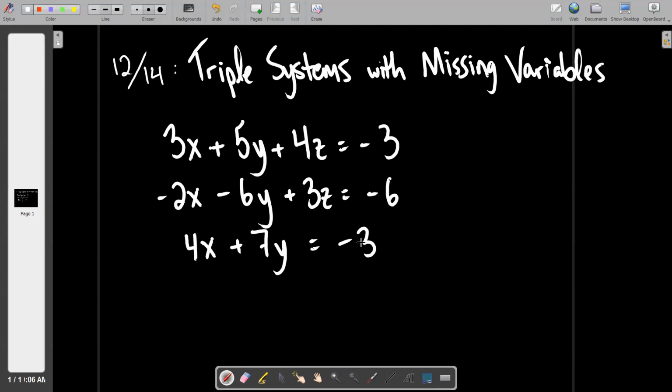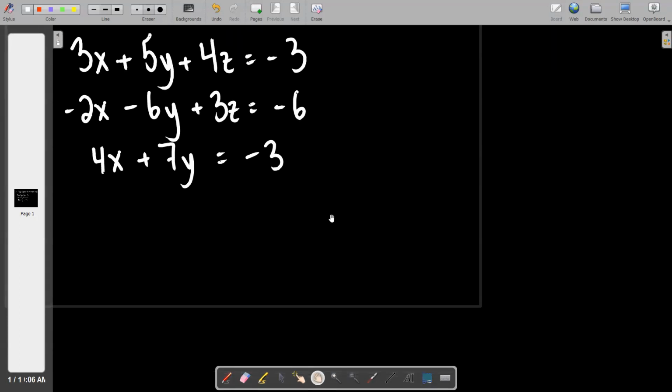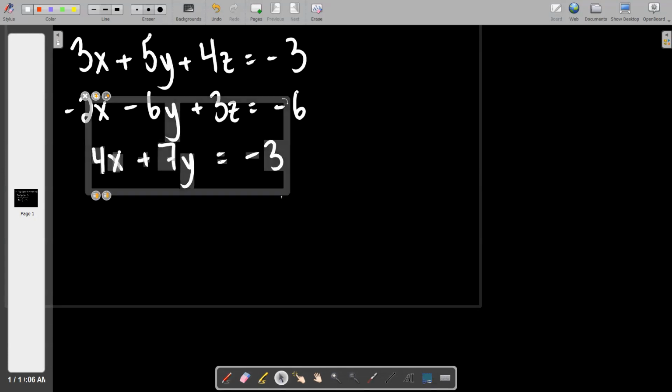Remember, big picture on these, we're trying to take a 3x3 and chunk it down to a 2x2. So what I can do right now, and I'm going to try to be as tidy about this, you should as well, is take this equation right here and move it out of the way.